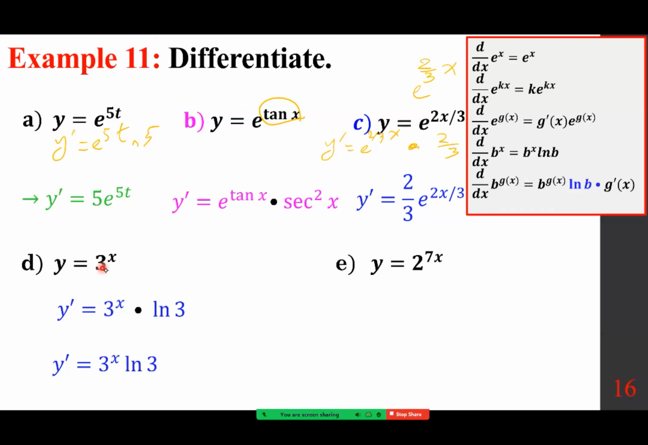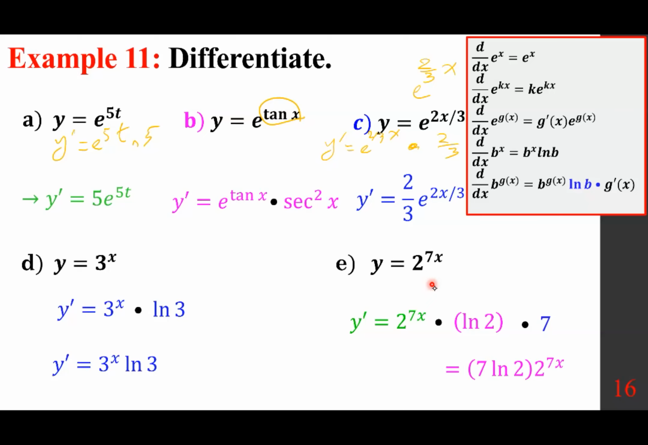What about this case? Again, exponential. Right away, you write itself as the answer. You need two things. You need the derivative of 7x, which is 7, and you need ln 2, in any order you want. But that's the final answer. You rewrite it in a manner that is acceptable. So 7 ln 2 times 2 to the power of 7x.